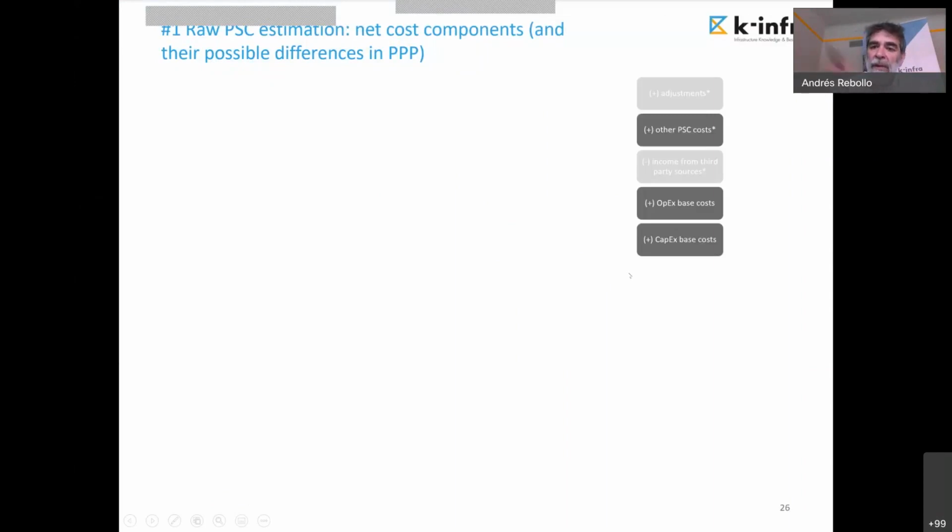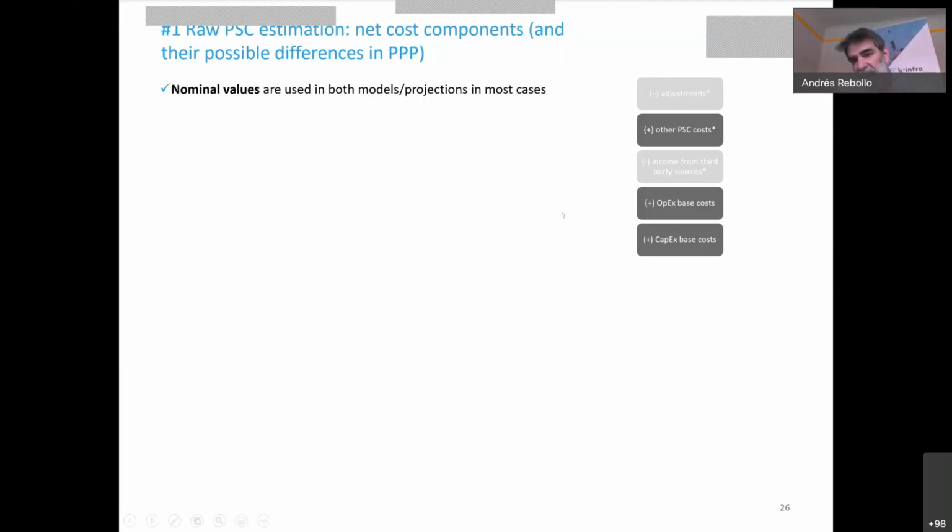Okay, so we will talk about the CapEx based cost, OpEx based cost, and other costs. First of all, nominal values. The most common is that nominal values are applied in both models' projections. Some countries, a couple of countries in Latin America, 3 countries in Latin America, use real values, okay? But the most common, and I consider better practice, is nominal values.